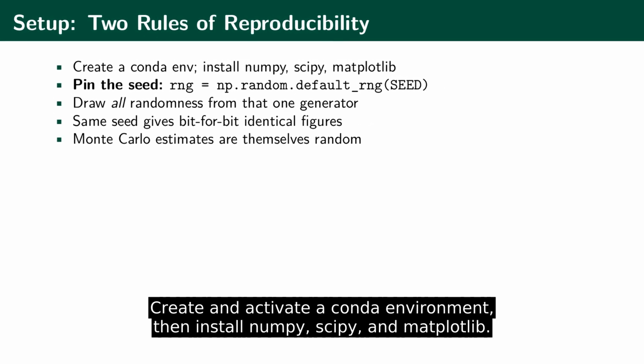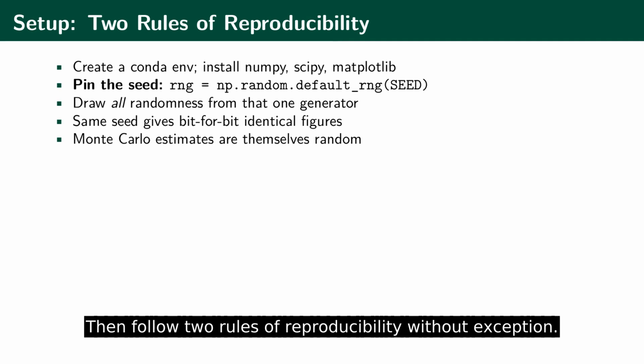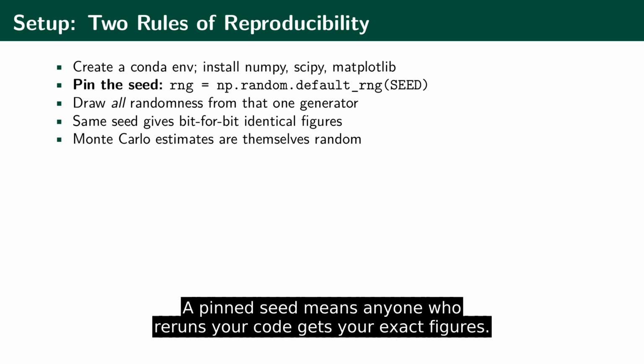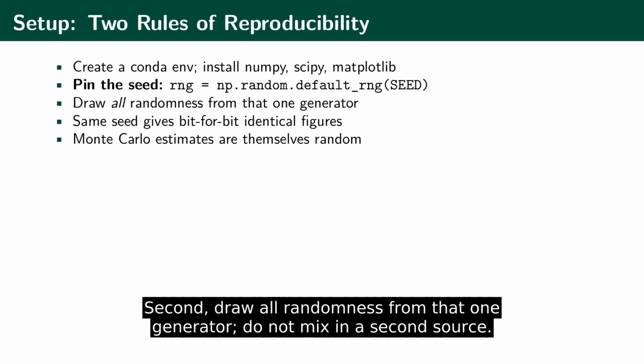Create and activate a conda environment, then install NumPy, SciPy, and Matplotlib. Then follow 2 rules of reproducibility without exception. First, pin the seed. Use NumPy's modern generator, rng equals numpy.random.default_rng of a fixed seed, not the old global functions. A pinned seed means anyone who reruns your code gets your exact figures. Second, draw all randomness from that one generator. Do not mix in a second source.